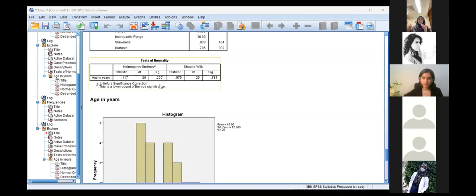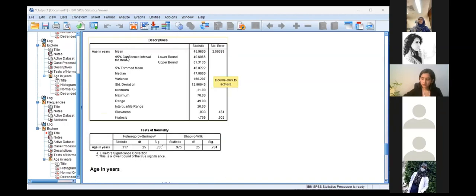But in our case, I'll just quickly tell you that the null hypothesis over here is that the data is normally distributed, and our alternate is that the data is not normally distributed, right? So when a p-value is more than 0.05, it means that your data is normally distributed. Just keep in mind that if the p-value is more than 0.05, your data is normally distributed and you can safely report means and standard deviation.